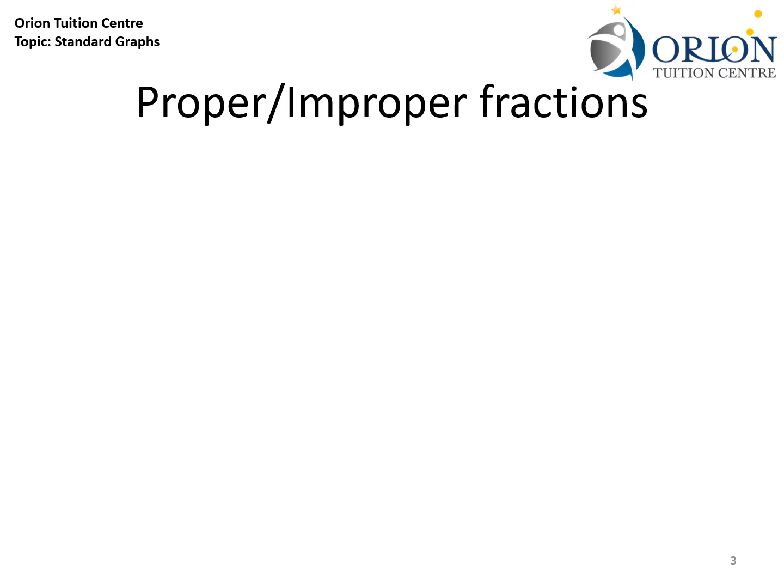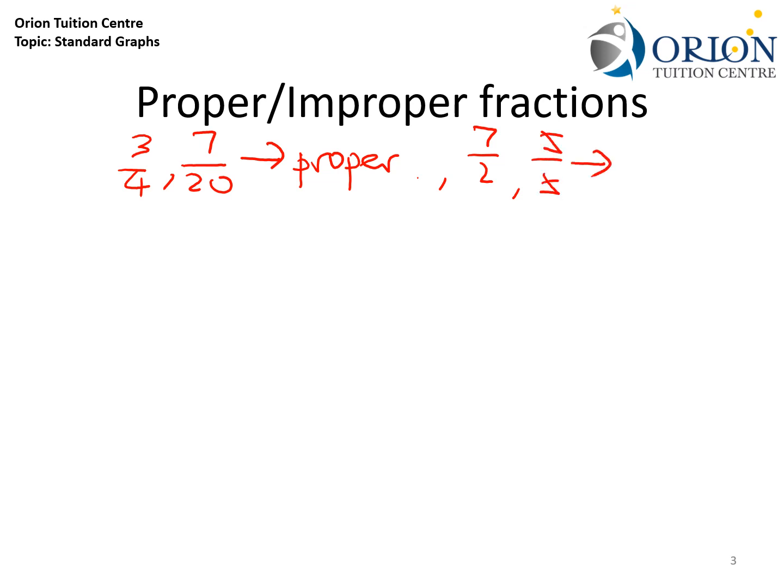If the value of the numerator is smaller than the denominator, for example 3/4 or maybe 7/20, this fraction is what we call a proper fraction. Whereas if the denominator is smaller than the numerator, for example 7/2, or they may be equal, such as 5/5, these fractions are what we call improper fractions.